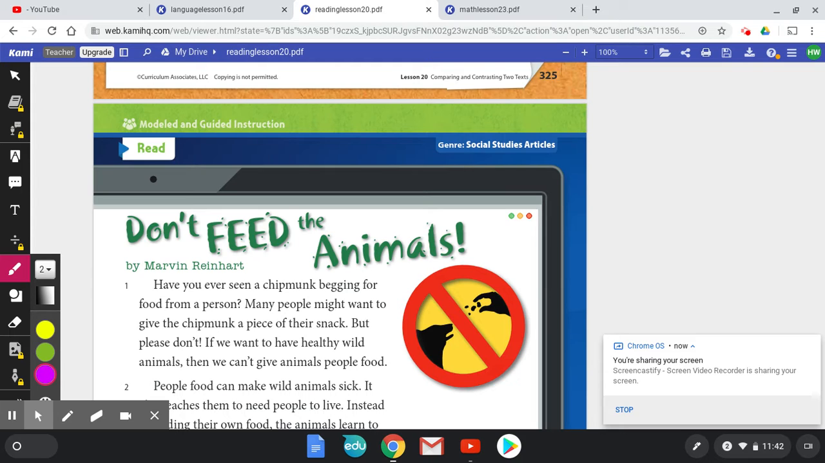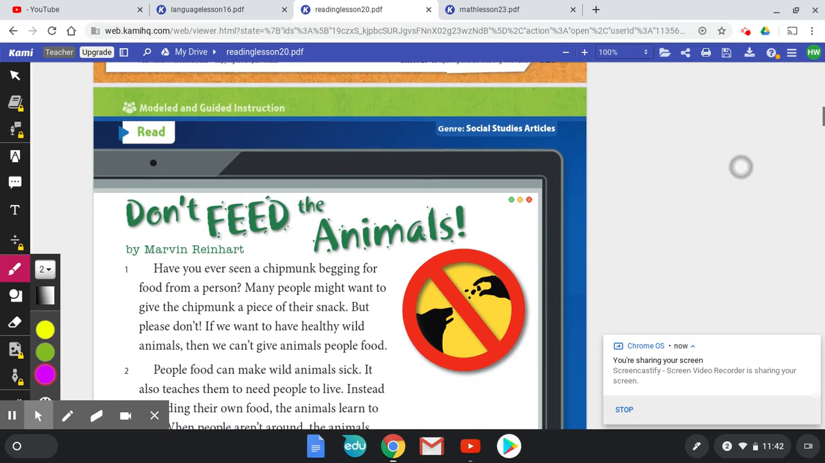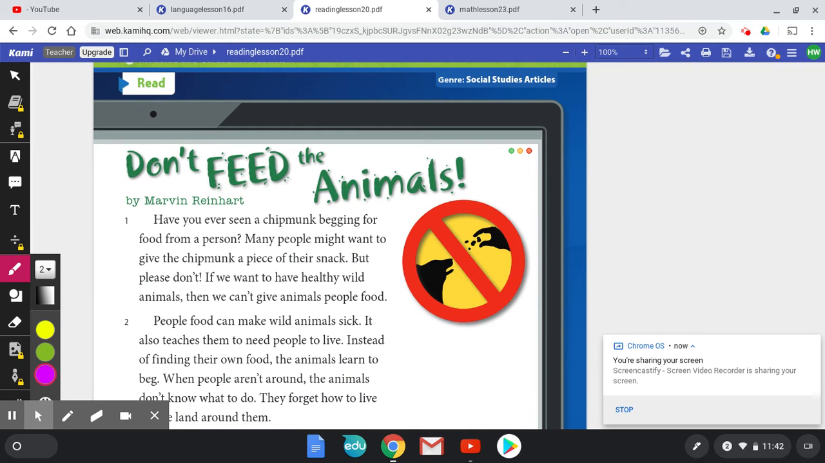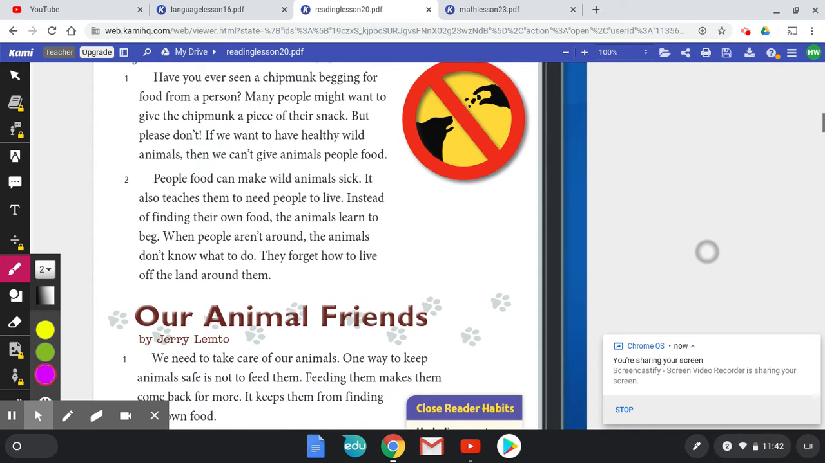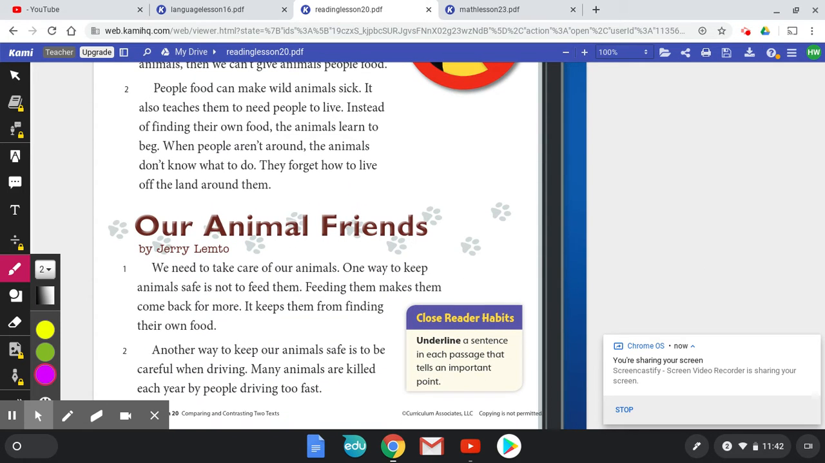So today we're going to look at page 326 and 327 in your reading workbook, and we're going to be comparing the two texts that you should have read already. They're social studies articles. One is Don't Feed the Animals, and the second one is Our Animal Friends.